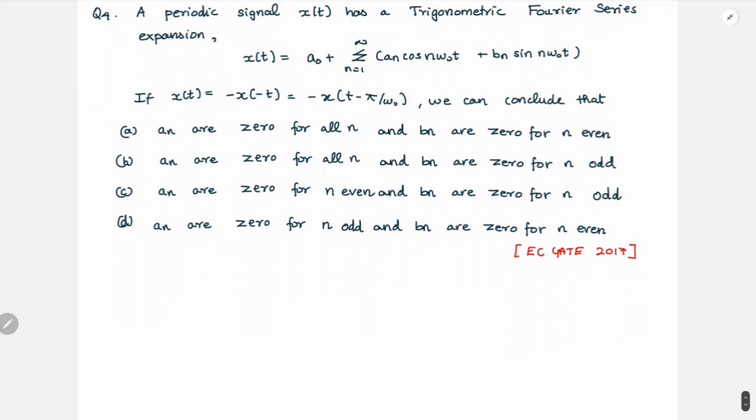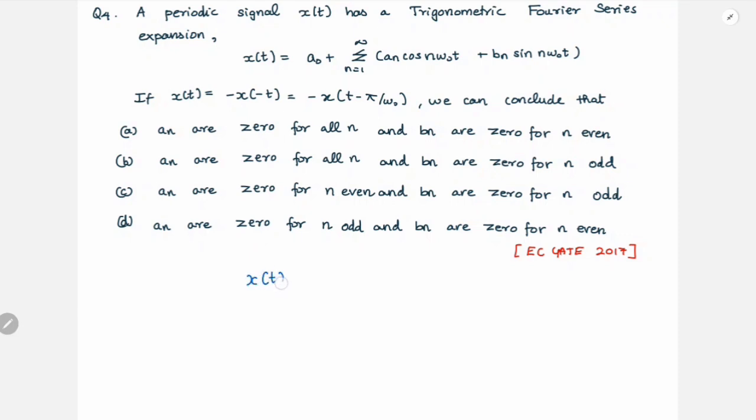A periodic signal x of t has a trigonometric Fourier series expansion: x of t is equal to a0 plus summation n equal to 1 to infinity an cos n omega naught t plus bn sin n omega naught t. If x of t is equal to minus x of minus t, and is equal to minus x of t minus pi by omega naught, we can conclude: an are 0 for all n and bn are 0 for n even; an are 0 for all n and bn are 0 for n odd; an are 0 for n even and bn are 0 for n odd; or an are 0 for n odd and bn are 0 for n even. So we need to find which terms are going to 0.